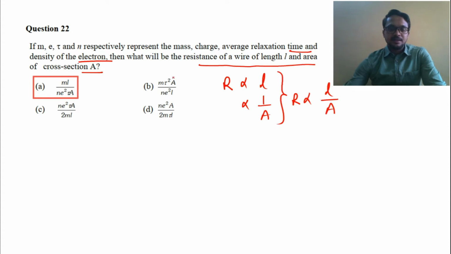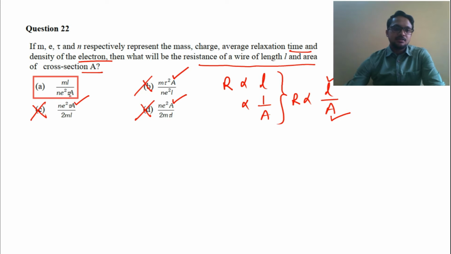In option B, A is in the numerator. In option C, A is in the numerator. In D, A is in the numerator. But in the resistance formula, L should be in the numerator, A in the denominator. So B cannot be the correct option, C cannot be correct, and D cannot be correct. Only in A, L by A, L is in the numerator and A is in the denominator. So this will be the correct option. Without using any equation, we can directly choose the correct option.